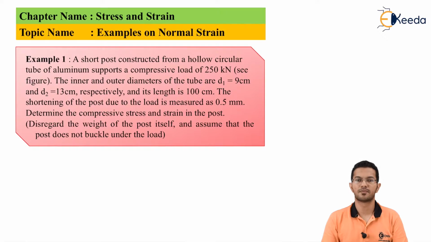Example 1 says that a short post constructed from a hollow circular tube of aluminum supports a compressive load of 250 kN. The inner and outer diameters of the tube are D1 is equal to 9 cm and D2 is equal to 13 cm respectively, and its length is 100 cm. The shortening of the post due to the load is measured as 0.5 mm.